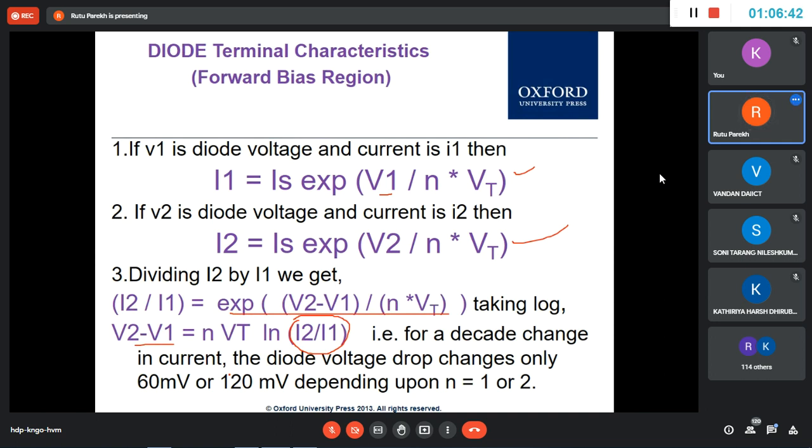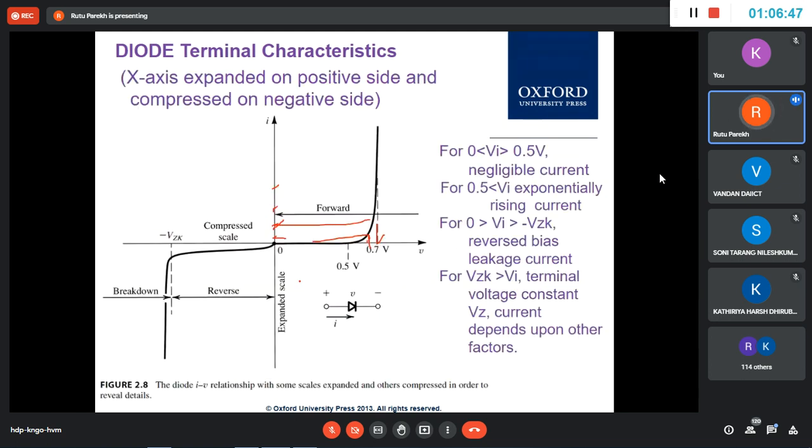What does it mean? That for a decade change in current, let's say in this diagram, here this is V1 and let's say this is I1. And here this is V2 and this is I2. Now this is some x value of I1. This is 10x, let's say. So then this I2 is 10 times I1, you can say.